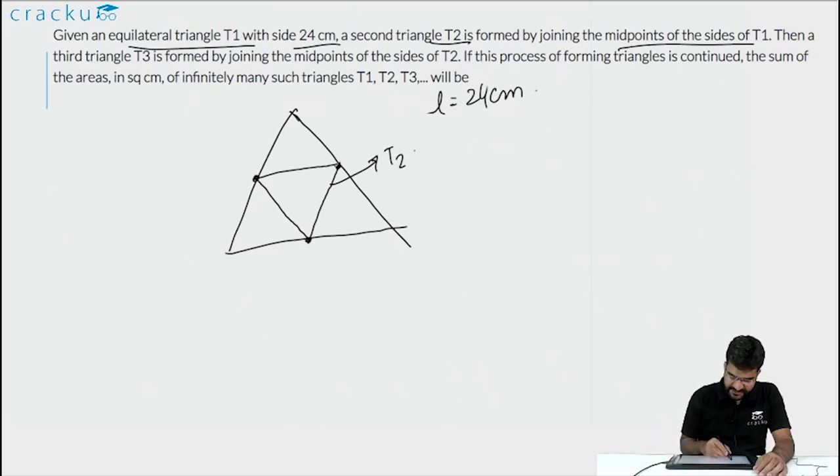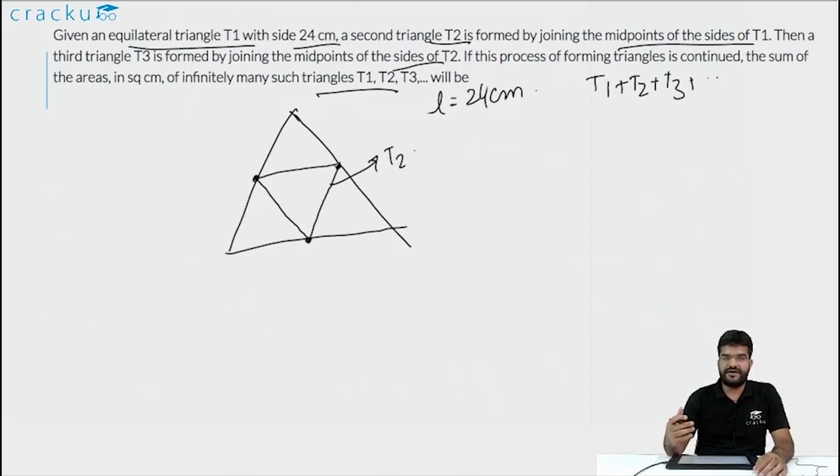Similarly, a third triangle is formed by joining the midpoints of the sides of T2, and the process continues. We are required to find out the sum of the areas of T1 plus T2 plus T3 and so on. What we will try to do is see if there is a pattern wherein we can get a relationship between the area of T2 and the area of T1, and the area of T3 and the area of T2, and so on. Then we can find out the sum of the areas of T1, T2, T3 and so on quite easily.